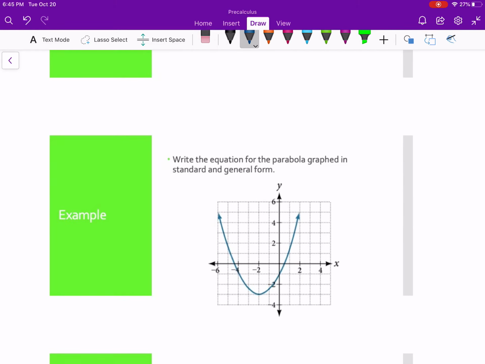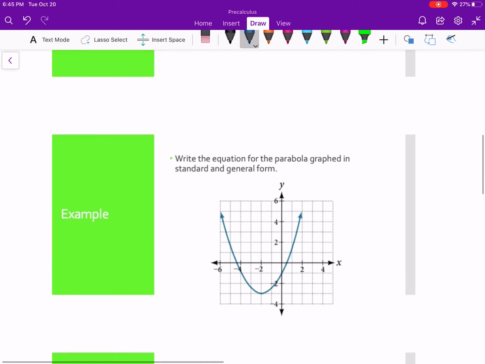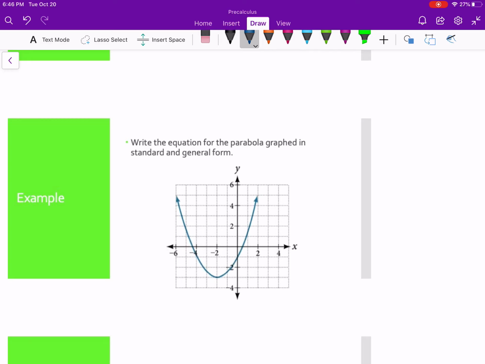So we want to write the equation for the parabola graphed in standard and general form. The easiest way to start is to do standard form, the vertex form. So we first need to know what the vertex is, which is (-2, -3). So we can write the function f of x equals a times (x plus 2) squared minus 3. And we need to find that a value. So what we're going to do is pick another point on the parabola, and plug in our x and our y to find a.